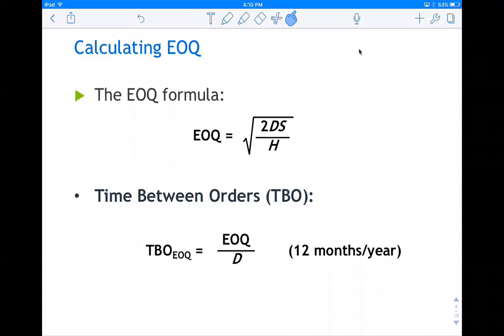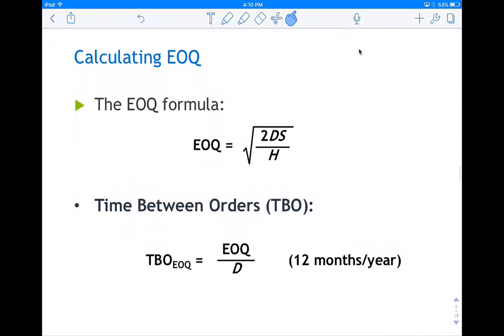Hello, in this video, we're going to talk more about what this EOQ, Economic Order Quantity formula, actually means and what kind of managerial insights we can derive from this formulation.